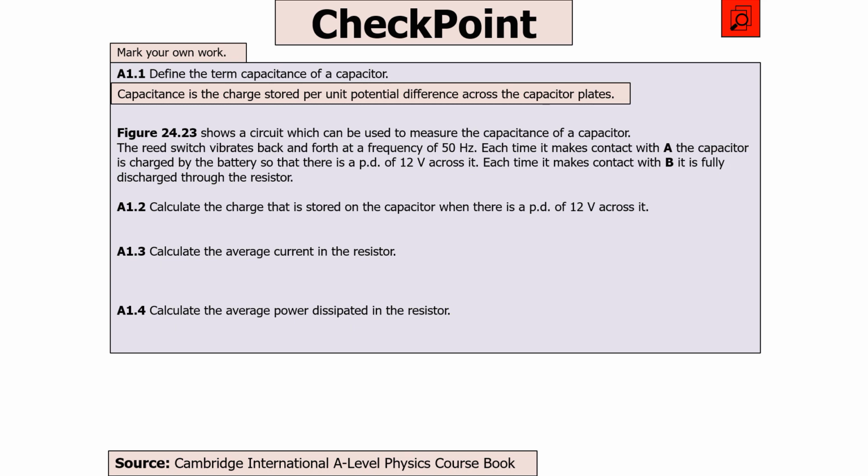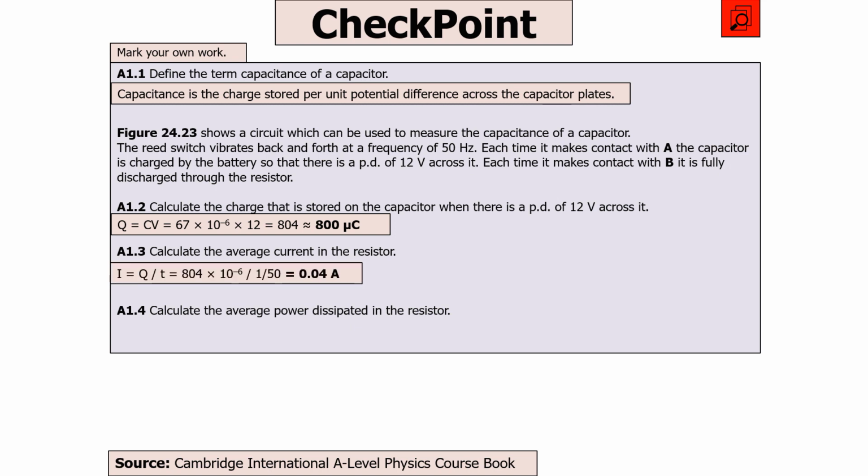In this next one, we use our old capacitor equation, Q equals CV. You've got a value for V, 12. You've got the capacitance, worked it through. So therefore, you can say it to be 67 times 10 to the minus 6, working it through. So it's 800 microcoulombs. We then say I equals Q over T.